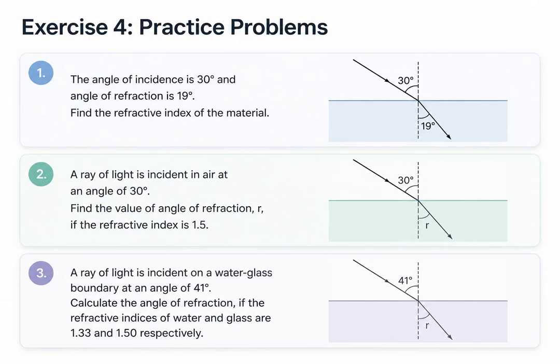To solidify this, here are 3 exercises you can try on your own. The first asks you to find the refractive index given both angles. The second is a straightforward application of Snell's law to find the refraction angle. The third introduces a slightly more complex scenario, a boundary between water and glass rather than air and a medium. You'll need to use the relative refractive index between the two materials to solve this one.